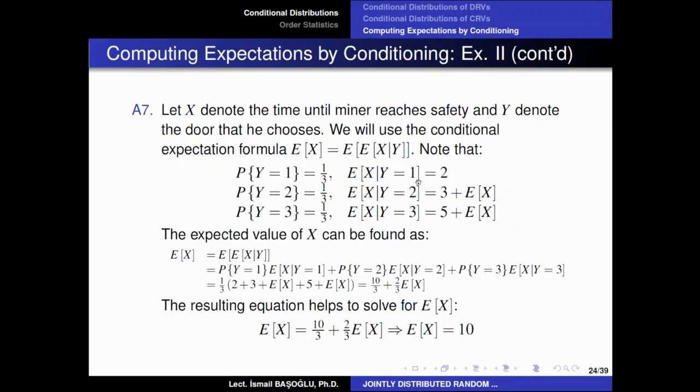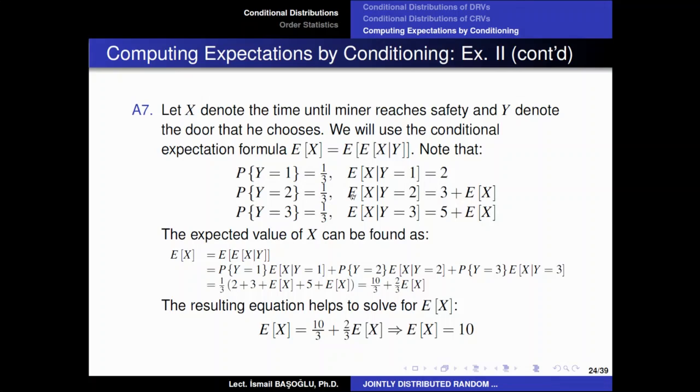What is the expected time until the miner reaches safety, given that he selects the first door? Now we know the answer. It is 2, the expected time, because it is deterministic. If he chooses the correct door in his first choice, then it is just going to take 2 hours of travel, and that's it. He's going to reach safety. So the conditional expectation of X given Y equal to 1 is just 2 hours.